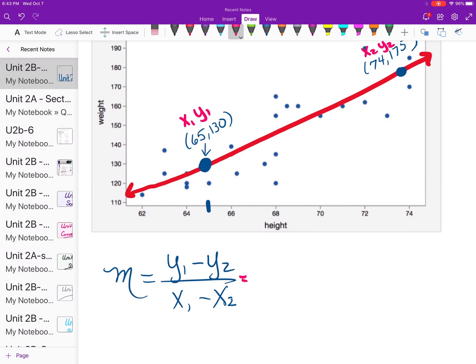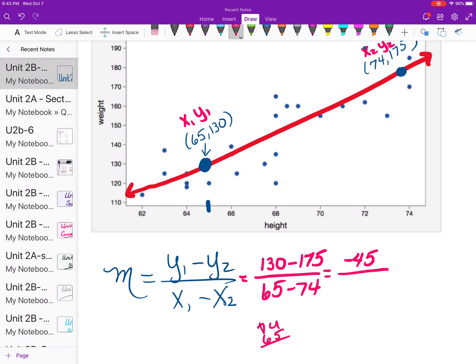Okay? So y1 is 130 minus 175. And then x1 is 65 minus 74. So it looks like we are going to get negative 45 on the top. And let's see, what's 74 minus 65? Oh, it's 9. Oh, wow, that turned out nice. Negative 9. Okay, hopefully I did that right. Negative 45 divided by negative 9 is going to be positive 5.